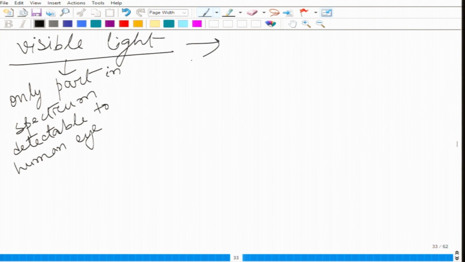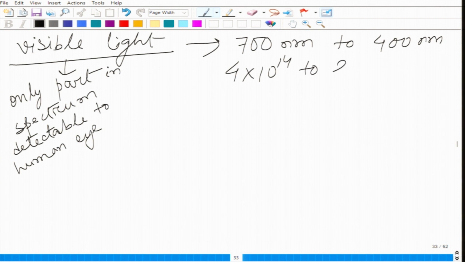So what is the wavelength range of visible light? It is from 700 nanometer to 400 nanometer. 400 nanometer is the violet light and 700 nanometer is the red light. So this is the range of visible light. What is the frequency range? Frequency range is 4 into 10 to the power 14 to 8 into 10 to the power 14 Hz.